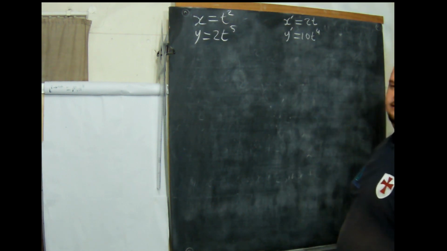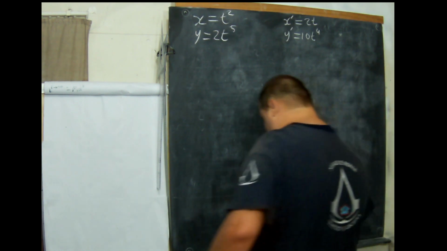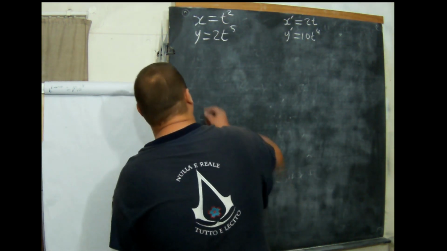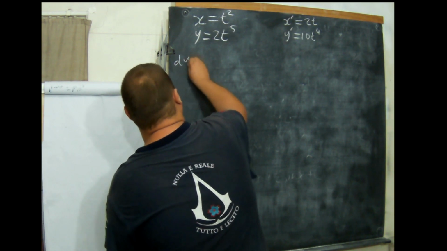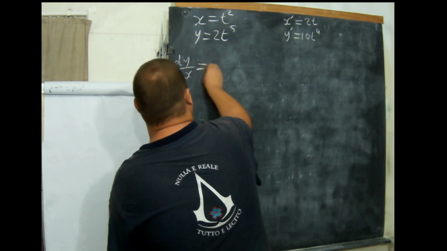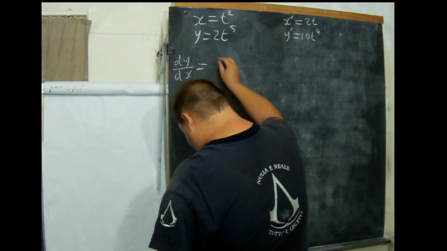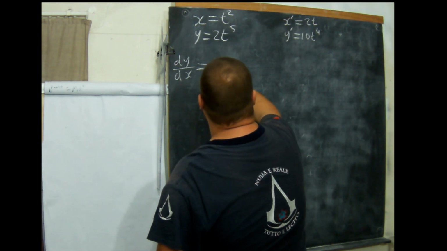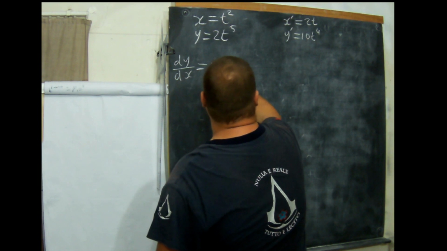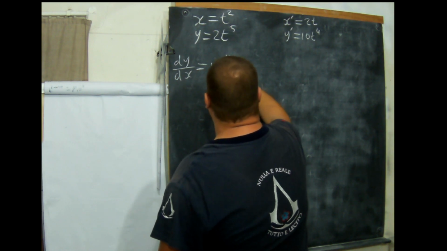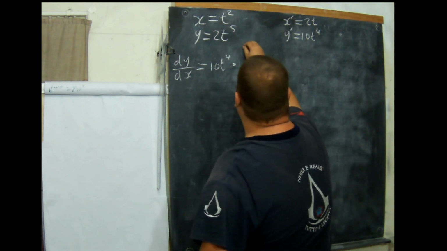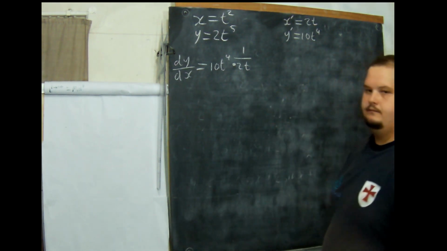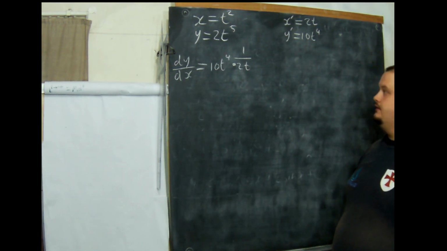That is our differentials. Now, what we have to do first is we have to take the second order derivative of the sum. But first we take the first order. dy over dx equals ten t to the fourth multiplied by 1 over 2t. That is the first part of this.